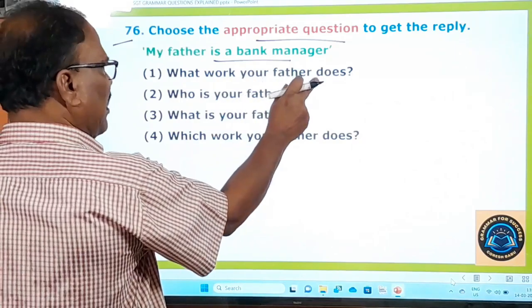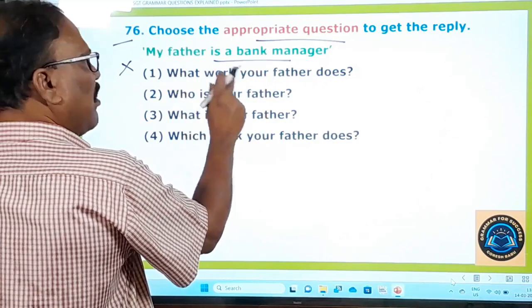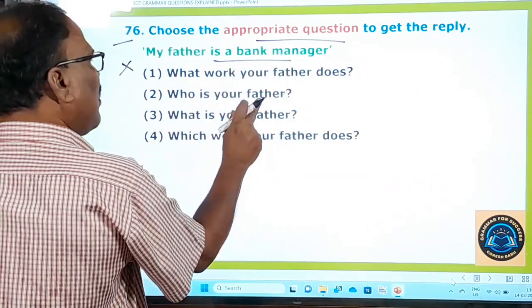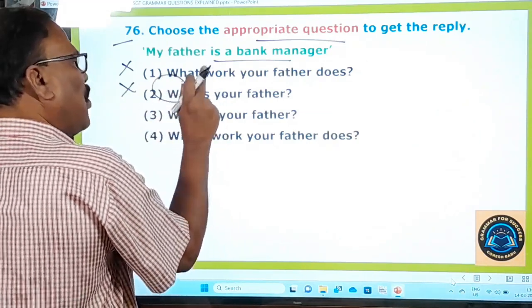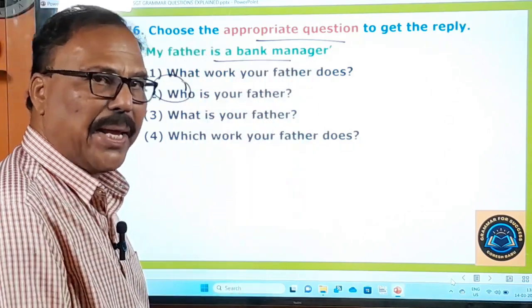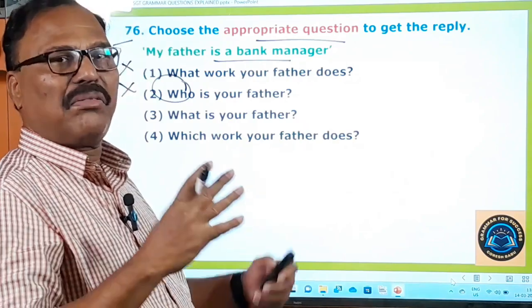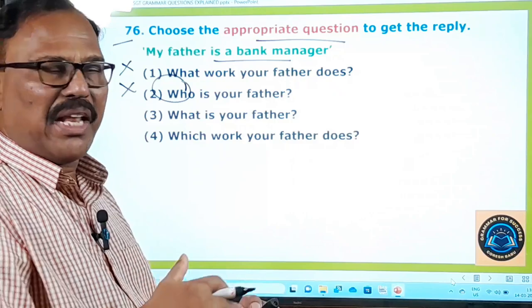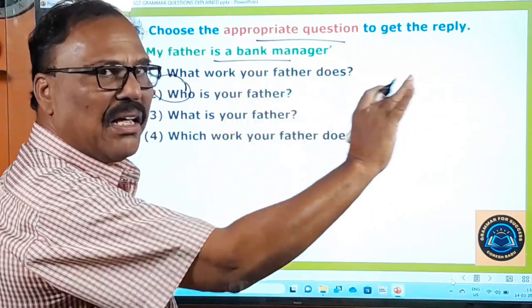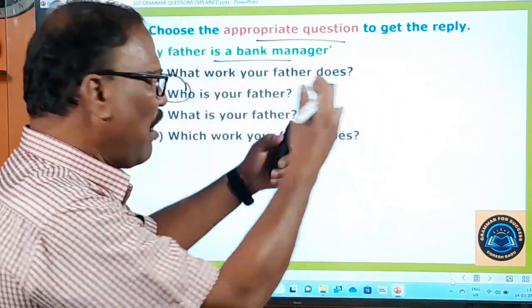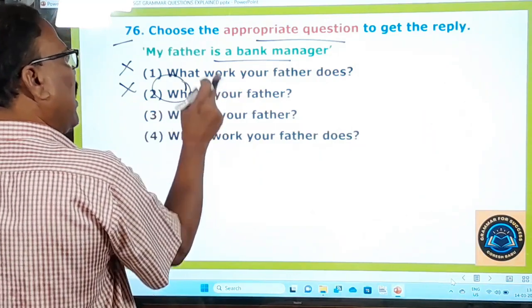What work your father does? The first one is wrong because it is ungrammatical. You cannot say 'what work your father does', right? And 'who is your father?' This is also wrong, because if anybody poses this kind of question to you, you must tell him your father's name. Whenever somebody says, who are you? Then you must say your name. I am Ravi, I am Ramesh, I am Mohan, something like that. So to this question, you must tell your father's name: my father is Rangayya, my father is Ramayya. Whatever it is, you have to mention. So this is not the relevant question to get this answer, right?